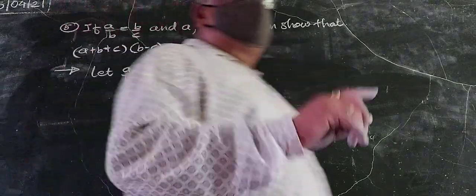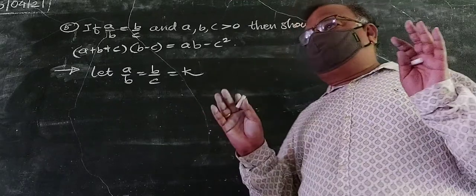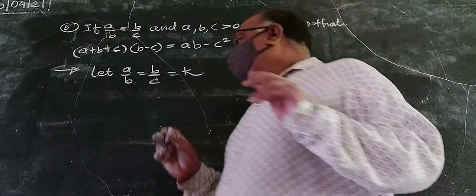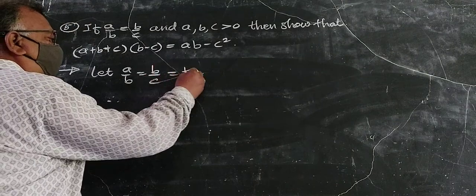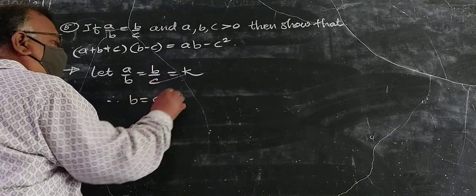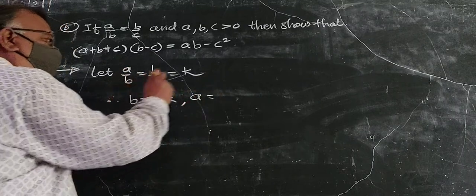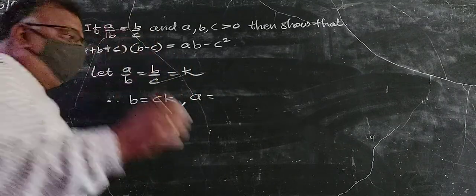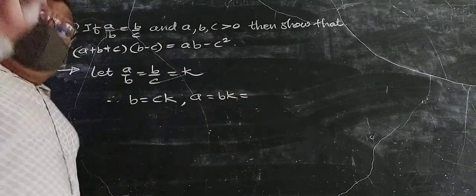Let A upon B is equal to B upon C is equal to K. That is our first statement. Now, using this statement, we will write B is equal to C into K. So, B is equal to CK. And A is equal to what? Similar way, A is equal to BK.